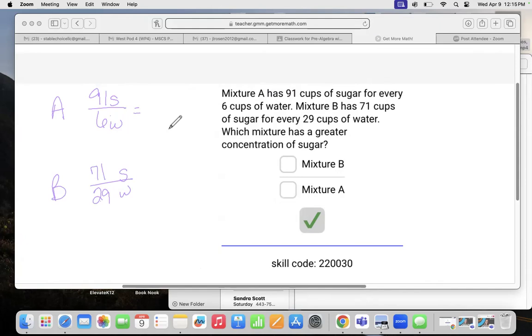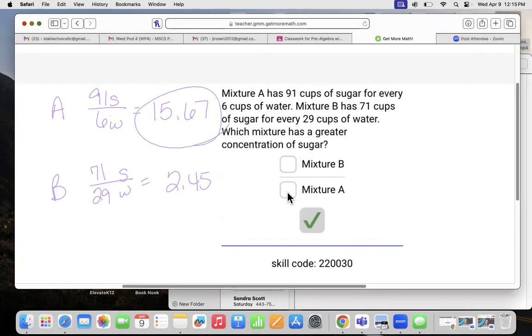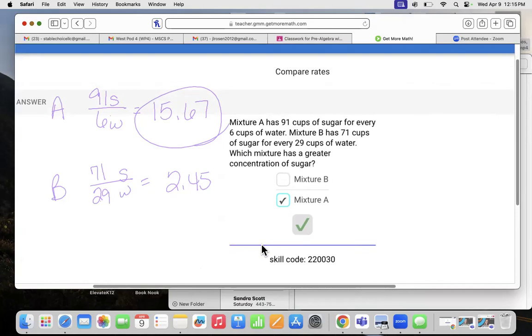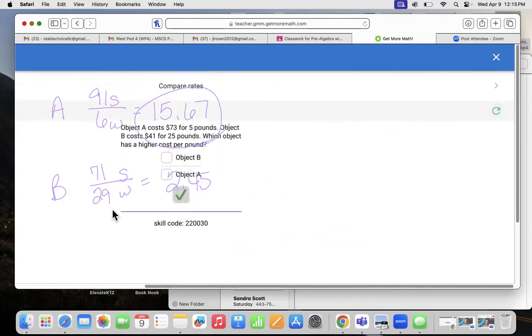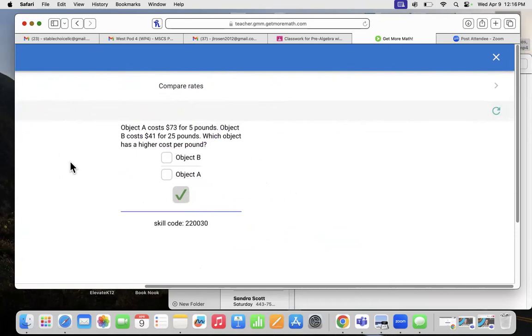91 divided by 6 is 15.167. And then 71 divided by 29 gets me 2.45. So which one is greater? Option A. Okay, mixture A. So again, as you're reading through these, just be real careful that you're reading it in the correct format and that you are paying attention to how it's comparing the words.